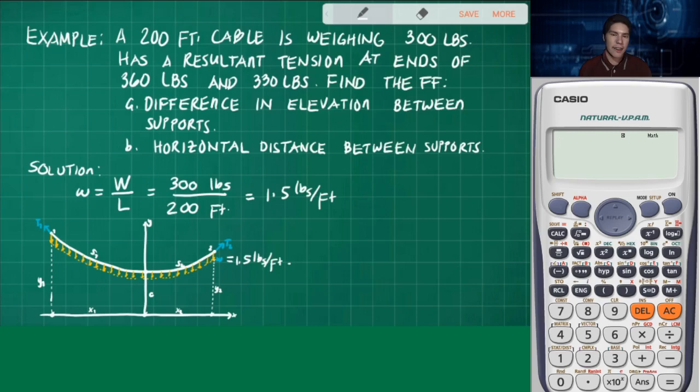Okay, so it has a resultant tension at ends of 360 pounds and 330 pounds. So, makikita natin na hindi equal yung tension at both ends. So, ibig sabihin, may difference ng elevation yung support natin or unsymmetrical siya. No? Hindi in one line yung support natin. No? So, most likely, mas higher yung may 360 pounds kumpara dito sa 330 pounds.